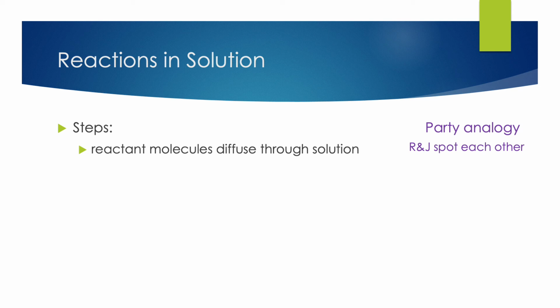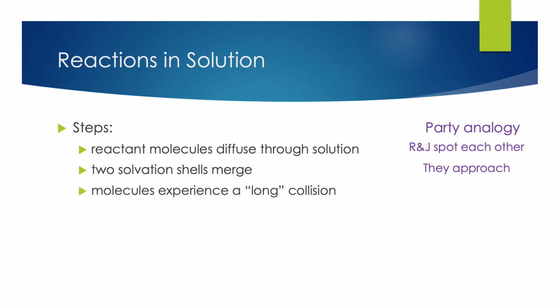So our party analogy is that R and J stand for Romeo and Juliet. R and J spot each other across a crowded party floor. Okay, so Romeo and Juliet getting together here. The two solvation shells that surround those reactant molecules have to merge. So this is Romeo and Juliet approaching each other across the dance floor, or certainly across the party venue. The molecules experience a long collision. Okay, this is a slow dance. They're colliding over a long period of time.